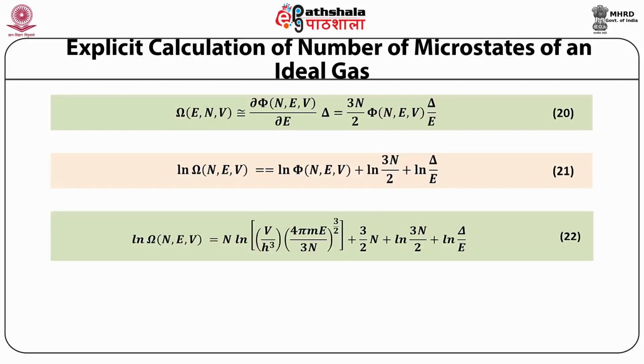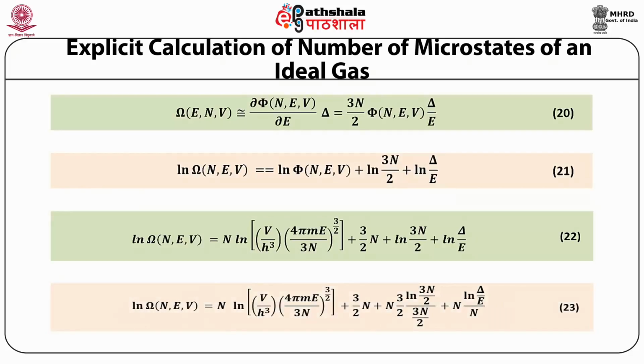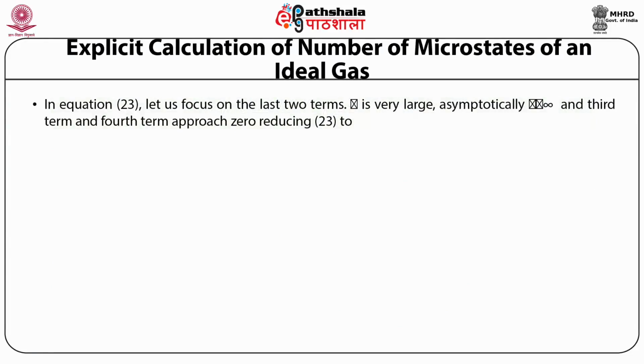Now, if you take n as common in the last two terms, then this can be written as log of omega as a function of n, E and V is equal to n log of V upon h cube multiplied by 4 pi m E divided by 3n raised to power 3 by 2 plus 3 by 2 n, which is equal to n multiplied by 3 by 2 log of 3n by 2 divided by 3n by 2 plus n log of delta by E divided by n. In equation 23, let us focus on the last two terms. N is very large. Asymptotically, n approaches infinity.